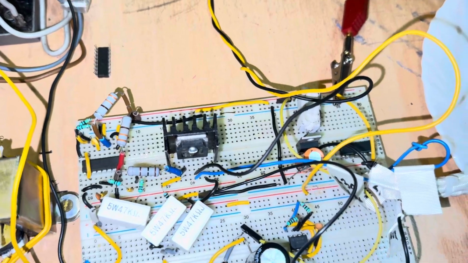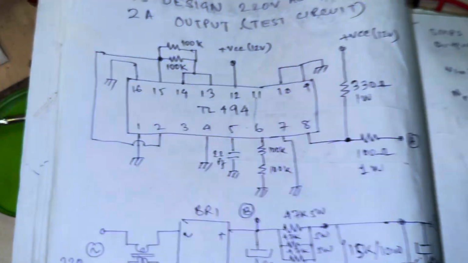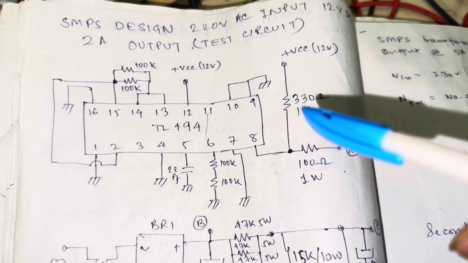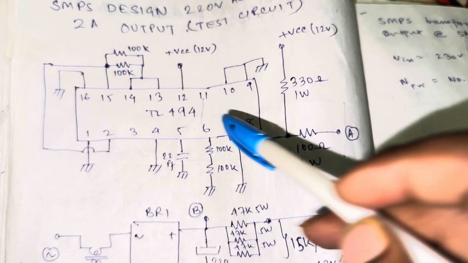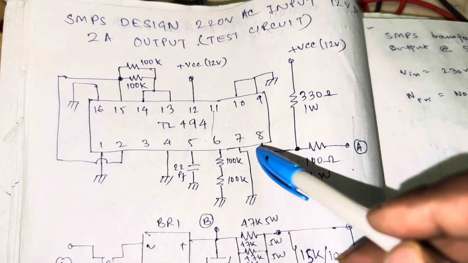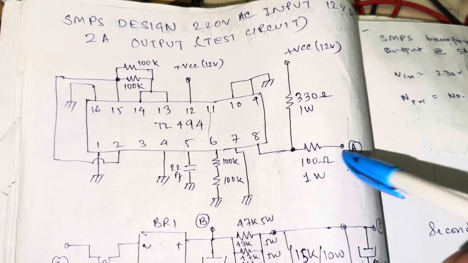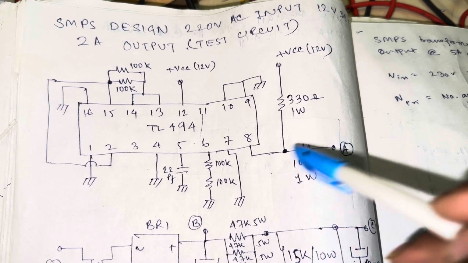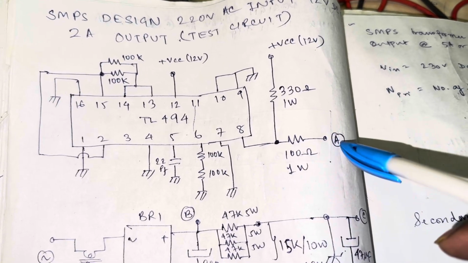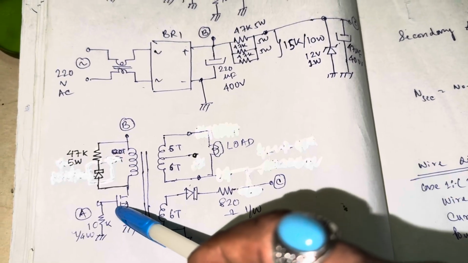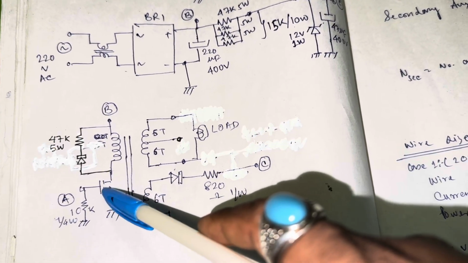So now, as you can see here, this is the circuit diagram. This is the heart of the circuit, IC TL494. This is how the circuit is wired. From pin number 8, the firing pulses are sent. This is the control point, and from here pin number A is connected to the IGBT here. I am using 25 and 120 IGBT.